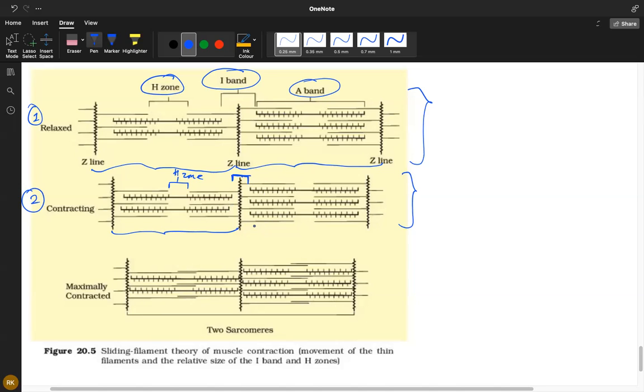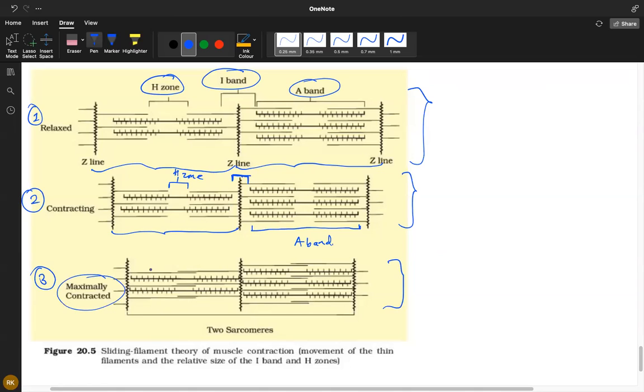And what about the A band? The A band is of the same length. Yes, this is the A band and it is of the same length. Correct? Perfect. And then what is the third one? Then the muscle is contracted to its maximum.